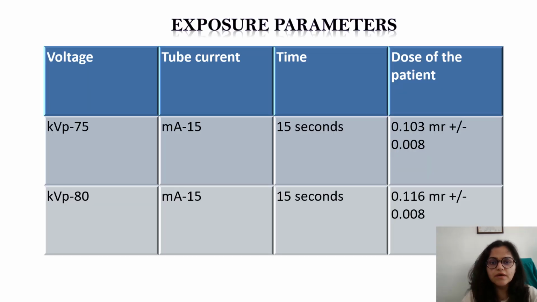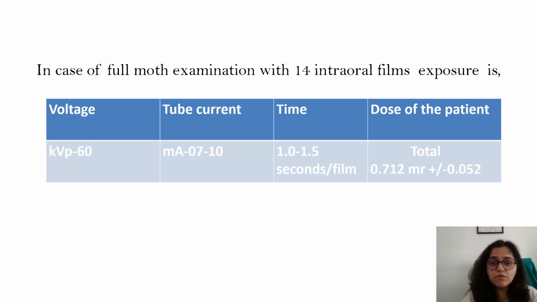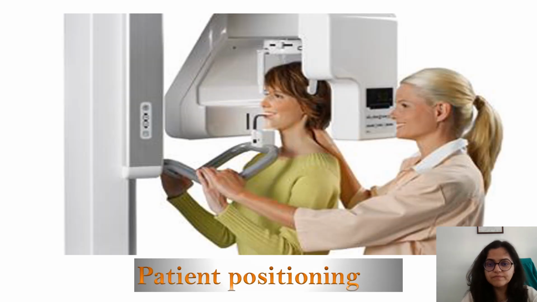Then the exposure parameters: voltage, tube current, time, and dose to the patient. kVp voltage is 75, tube current is 15 milliamperes, time is 15 seconds. In the case of a full mouth examination with 14 intraoral film exposures, what should be the dosage? The voltage should be 60, tube current between 7 to 10 milliamperes, and time between 1 to 1.5 seconds per film.